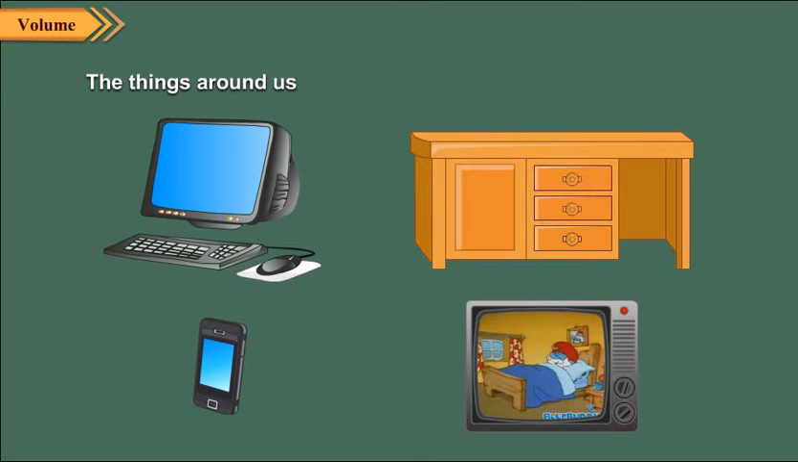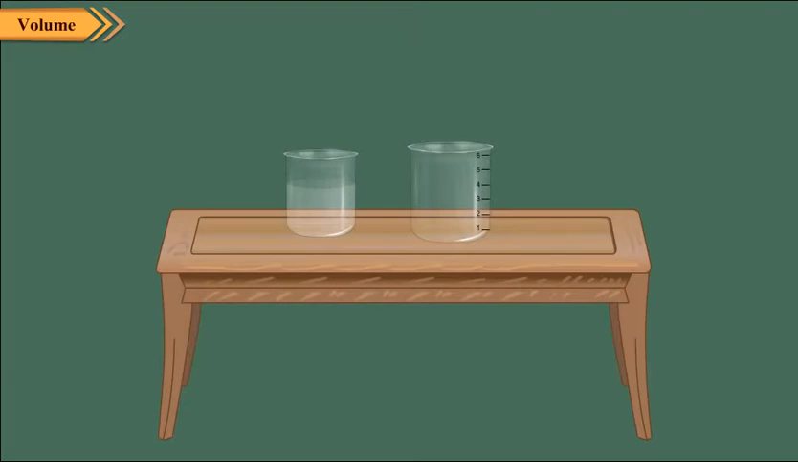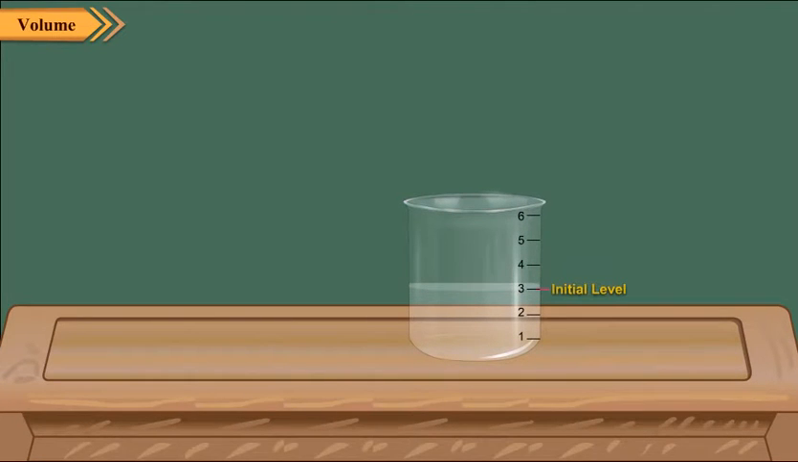Most of the things around us are solids. So all these have some volume. Take a measuring glass and put some water in it. Suppose the water level is up to mark 3. Now drop some marbles one by one into the jar and note the water level. You will see that as we drop the marbles, the water level rises.